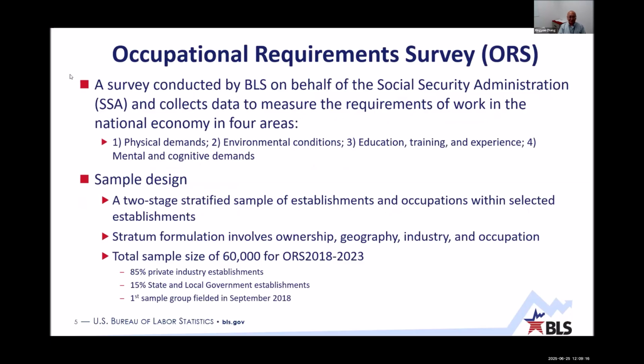ORS is a survey conducted by BLS to collect data measuring the job requirements in the U.S. economy in four major areas: physical demands, environmental conditions, education, training, and experience, and also mental and cognitive demands. The sample design is a two-stage stratified sample design. We select the establishment first, then select the job quotes within the sample establishment. The strata formulation involves ownership, geography, industry, and occupation. That's also the information we seriously considered in our model specification.